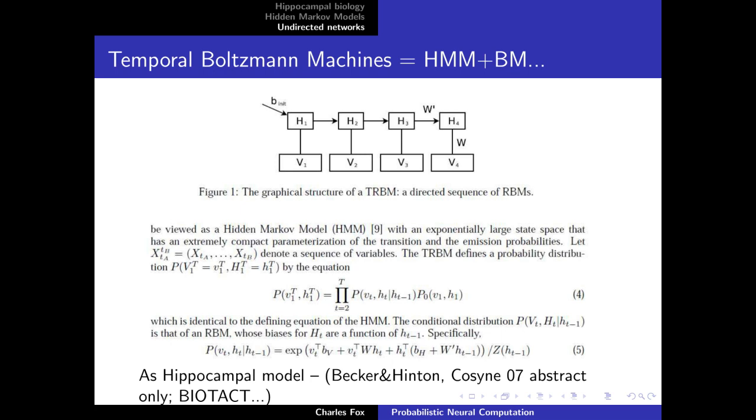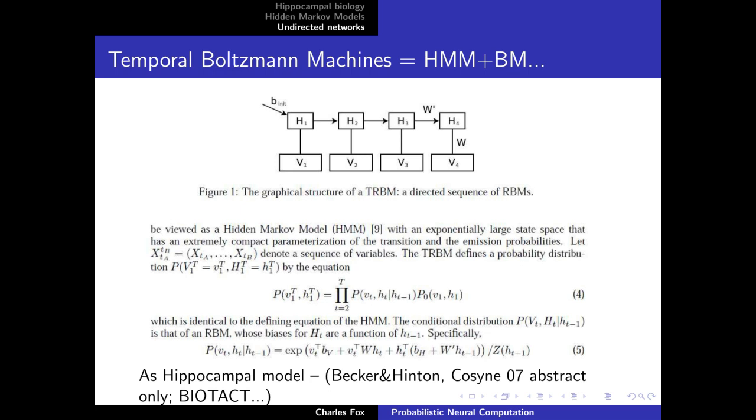This is a hidden Markov model term. This is the probability of something at time t given the state of it at time t minus 1. That's a hidden Markov model term. This is a Boltzmann machine term. This is the probability of some observations and the hidden state happening together. And again, you can write it out in exponential form and see all the rates dropping out here.